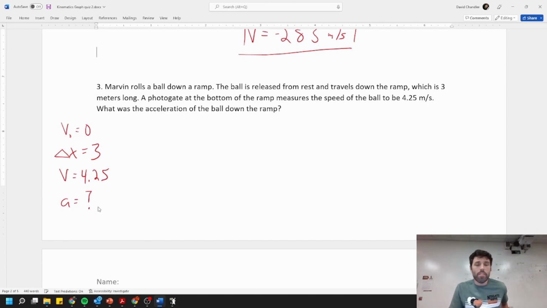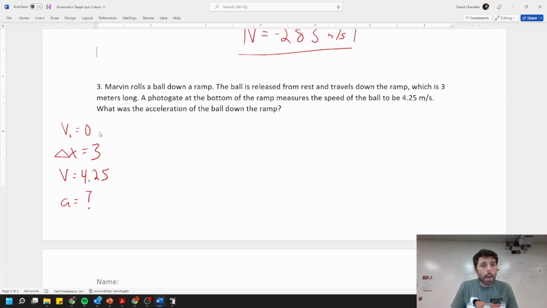So this ball is not in free fall, right? The ball is not just falling in the air; it's rolling down a ramp. So a is not just going to be 10. So hopefully you didn't just put 10, thinking that acceleration is always 10. Acceleration is 10 down when an object is in free fall, when it's flying through the air, when the only force acting on it is gravity. This ball has more forces on it than just gravity. It's not in free fall.